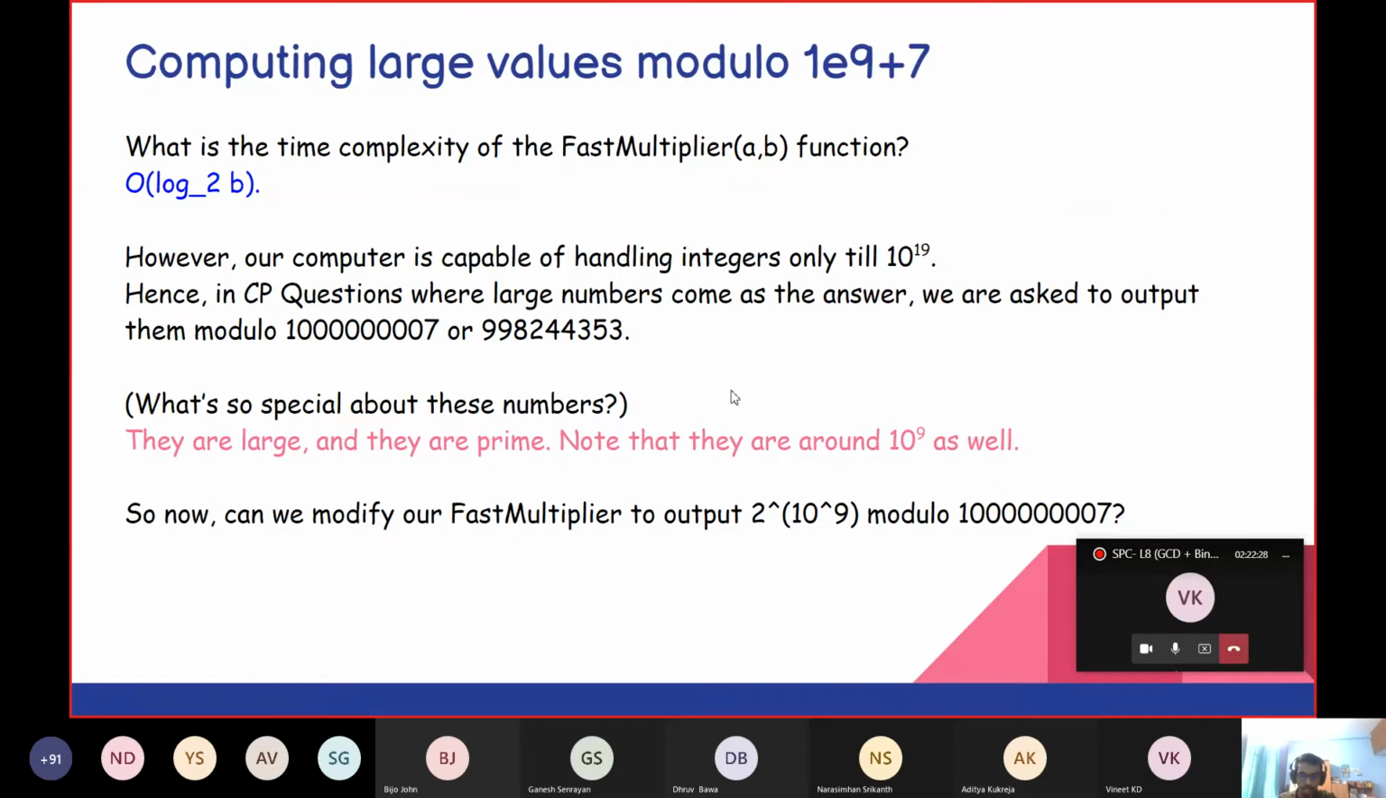Note, there is a very useful tool that you have: AB mod n equals A mod n times B mod n, whole mod n. That tool you have to try to use here.